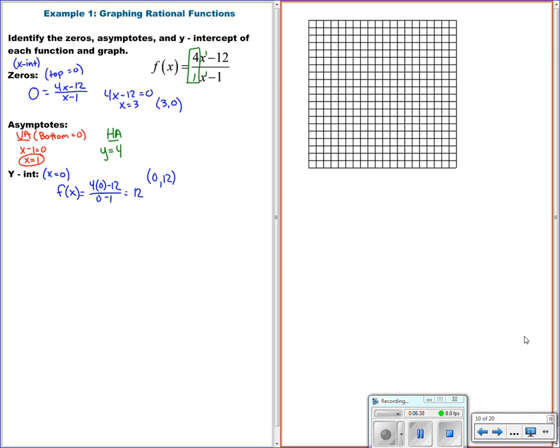I paused the video because I wanted to get a double screen on there. Okay, so let's put all of these things onto our grid. Draw in your axes. Actually, since our y-intercept is so big, I'm going to draw the x-axis a little bit lower.